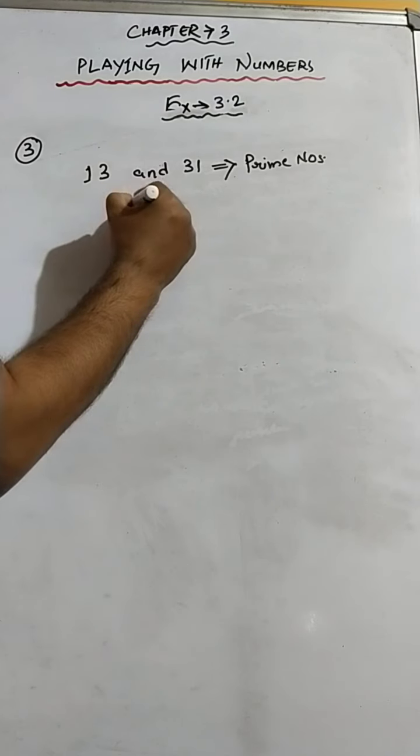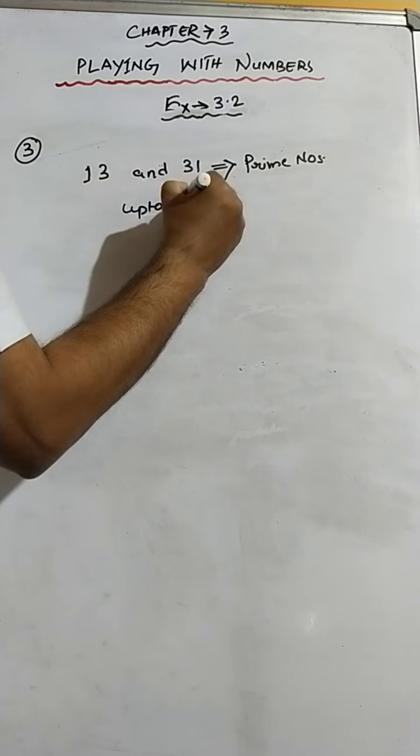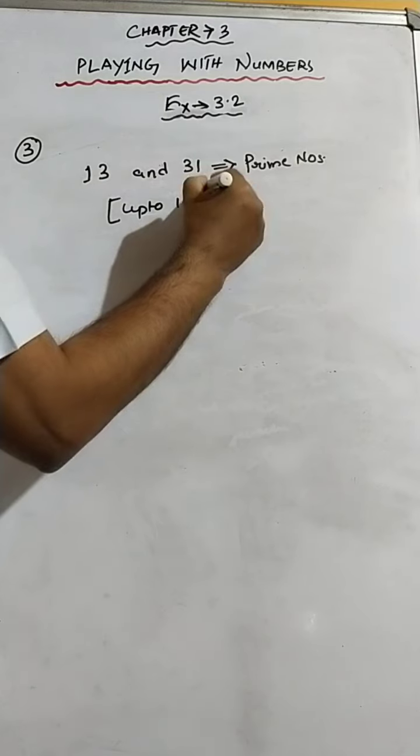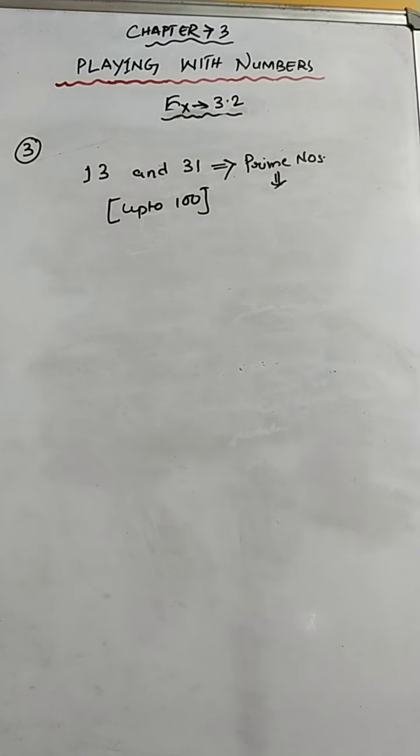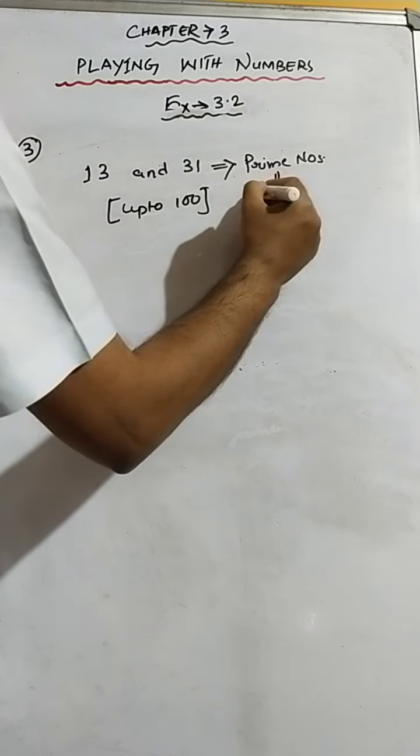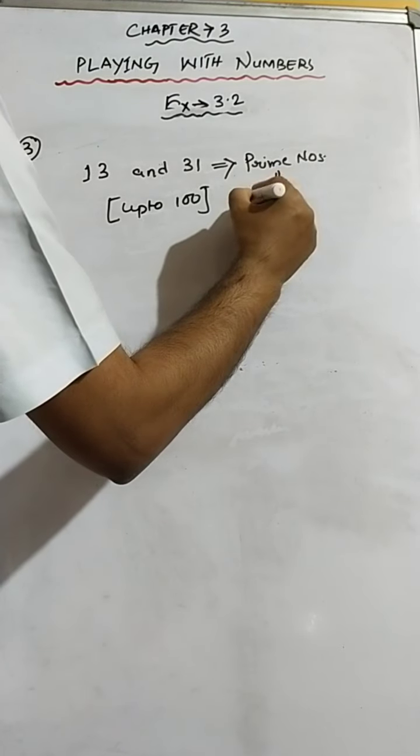Up to 100. Our target is to see up to 100. Now before that, we'll discuss what is a prime number. Prime numbers are most unique numbers, okay? Now, the prime numbers are those numbers which are divisible by 1 or by itself. So, I will write down the definition.